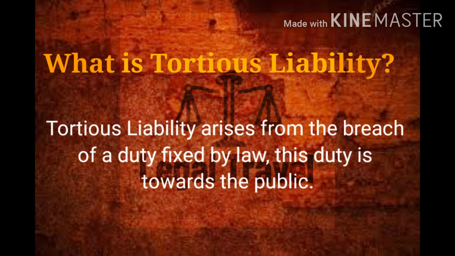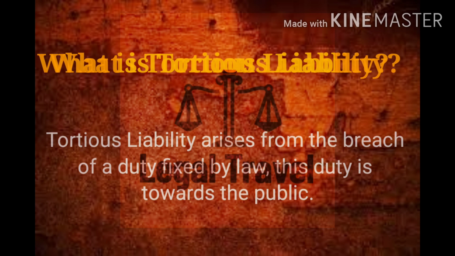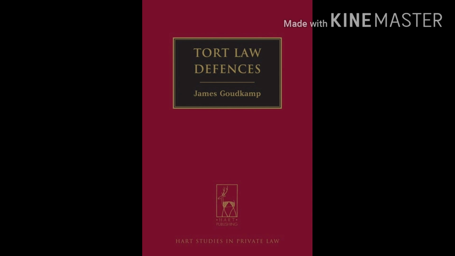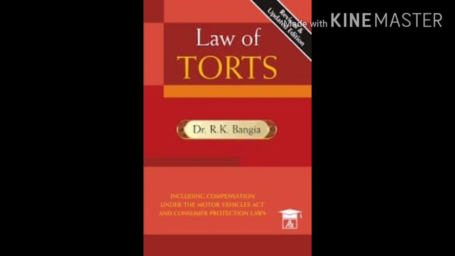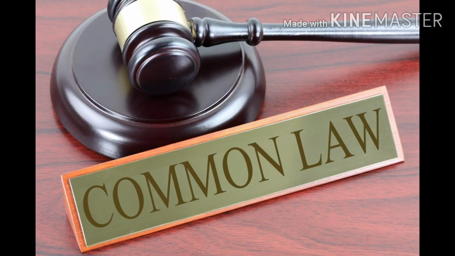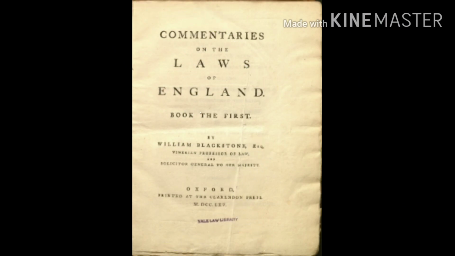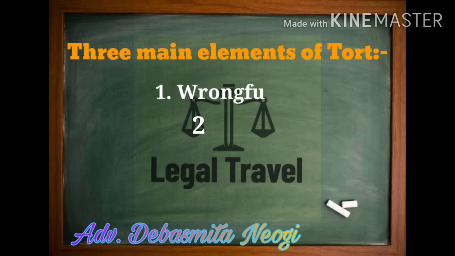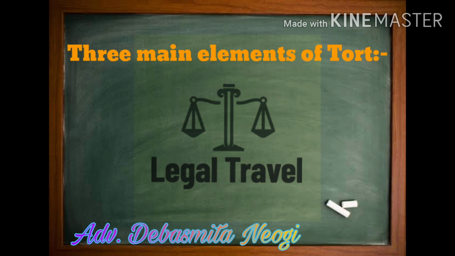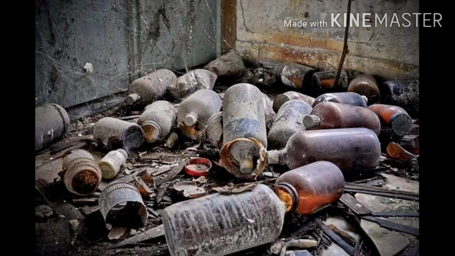And now, what is tortious liability? Tortious liability arises from the breach of a duty primarily fixed by law. This duty is towards the public. When one enjoys a right, it is our duty to respect it, and if anybody wrongfully does something which affects another person, then the wrongdoer is liable to pay damages. So, the three main ingredients of tort are wrongful act, damage, and remedies. In simple words, there must be a wrongful act which caused damage and the liable person has to provide a remedy.